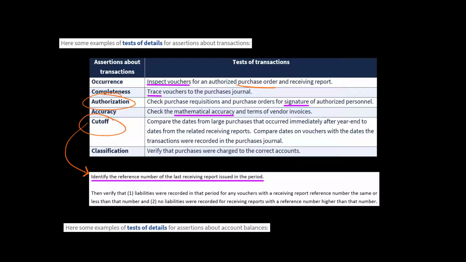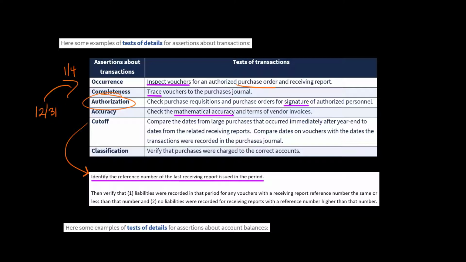Okay. The cutoff assertion, again, with cutoff, the concern is that management might have postponed and said that some purchase transactions didn't occur till a future period, right? Let's say the year end is December 31st. They say, well, actually, these liabilities, because remember, a purchase transaction is going to lead to a liability, they say, well, actually that happened the first week of January. Actually, that happened January 4th, when in fact, it was December 31st.